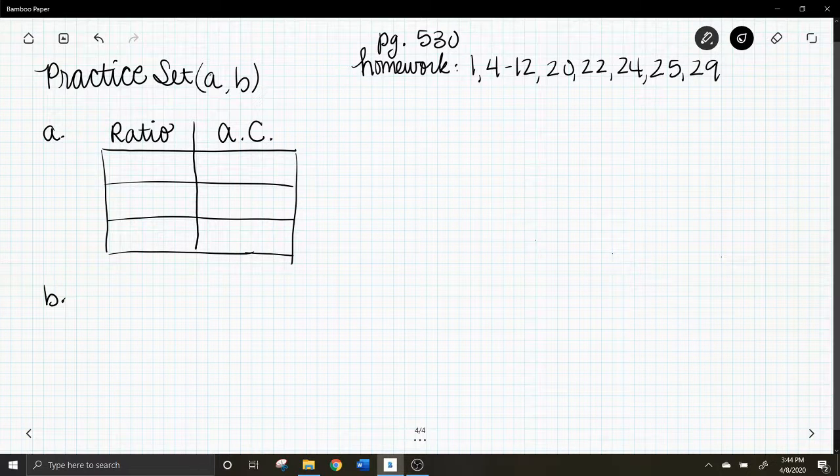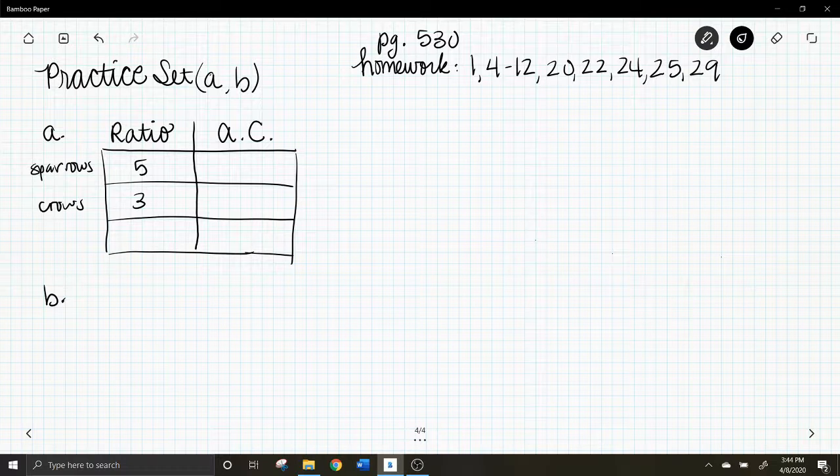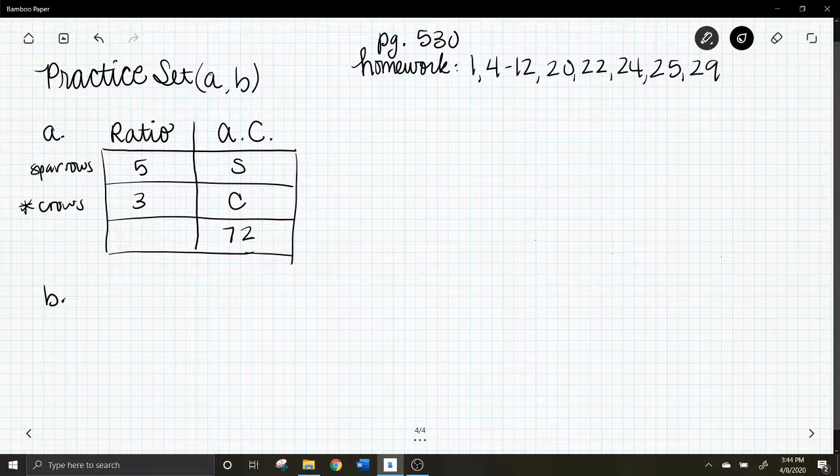Sparrows and crows perched on the wire in a ratio of 5 to 3. So I know that I'm talking about sparrows and crows, and it said my ratio was 5 to 3, so I'm going to fill that out. If the total number of sparrows and crows on the wire was 72, how many crows were there? So I'm going to put a star next to crow as I read that. All right, so let's give some variables here. S is for sparrow, C is for crow, and then my total in my ratio column is 8 because I do 5 plus 3, so that's my total.